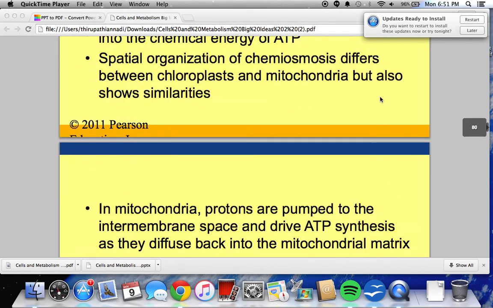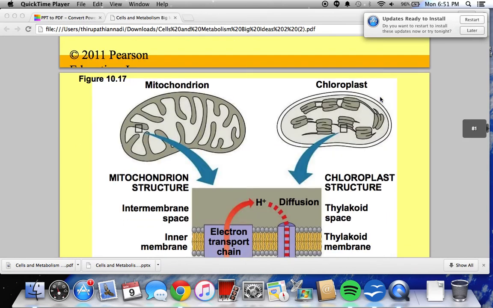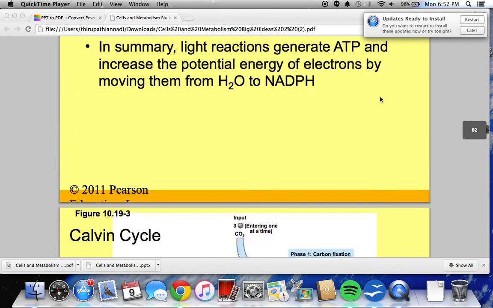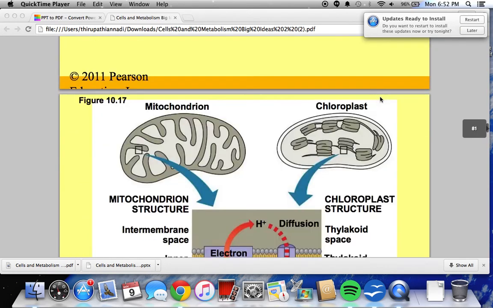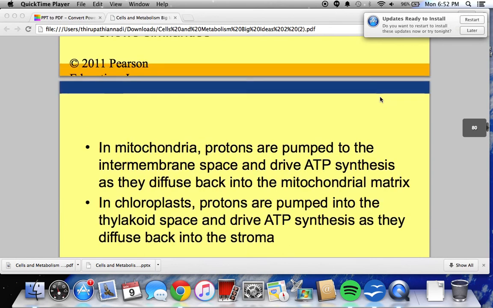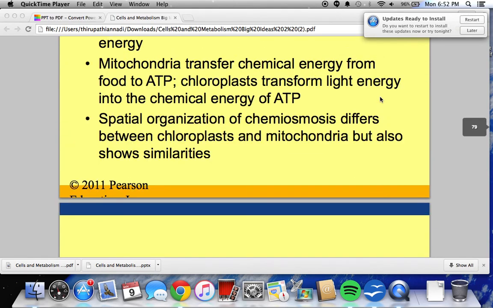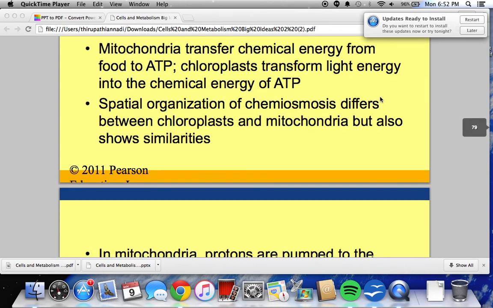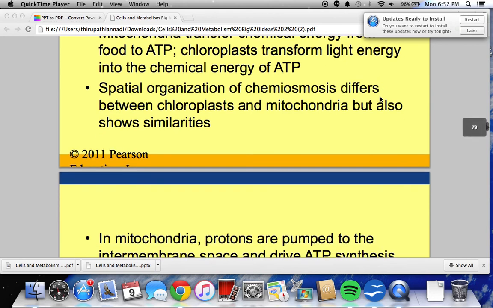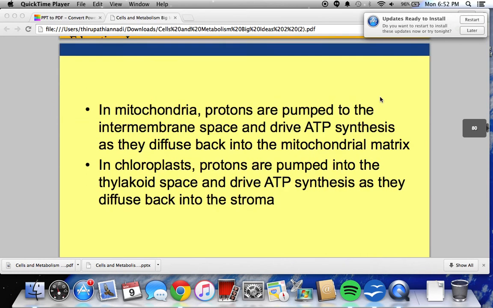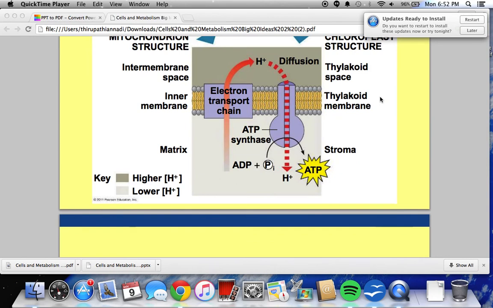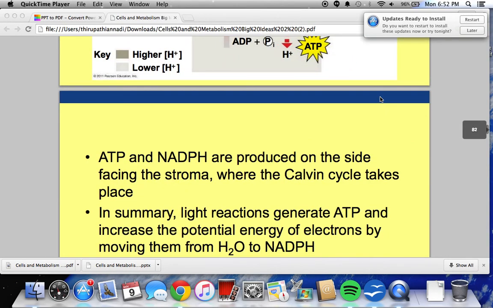That's just a little comparison, and it's stuff that you guys should already know. There's an electron transport chain in both. They both use ATP synthase. And again, mitochondria transfer chemical energy from food to ATP, and chloroplasts transform light energy to ATP and chemical energy. Although there are a bunch of similarities, there are differences, and we did this in the free response today, so you should be familiar with them.